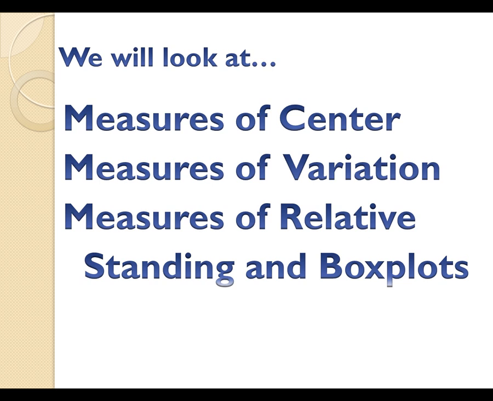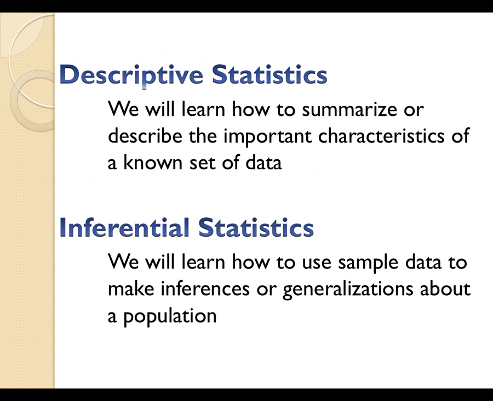The measures of center and all those others, what we're doing right now is we're doing descriptive statistics. Chapter 2 was also descriptive statistics. You learn to summarize or describe important characteristics of a known set of data. Inferential statistics doesn't actually start until Chapter 6. And that's when we'll use sample data to make inferences and generalizations about a population.